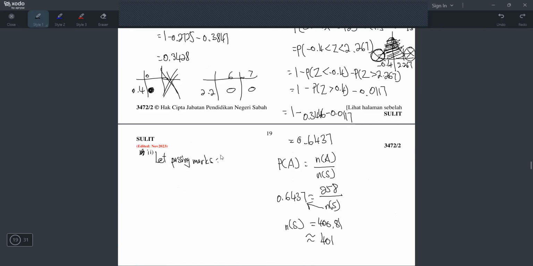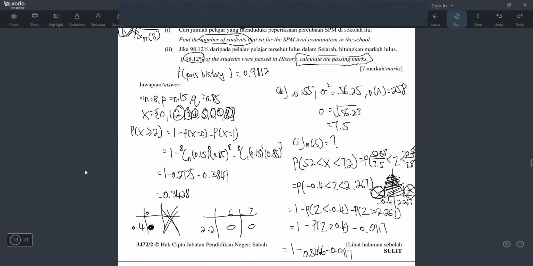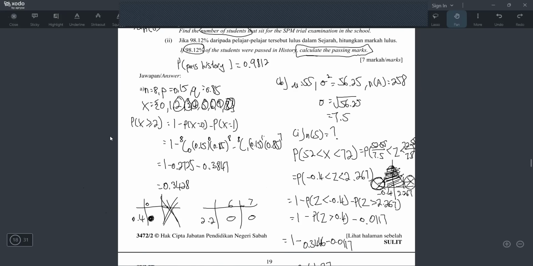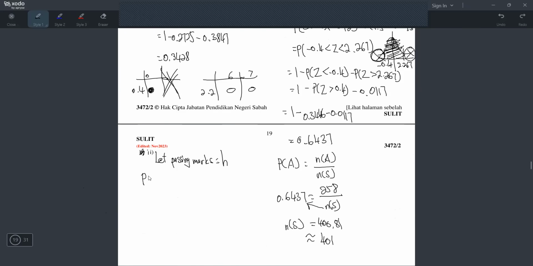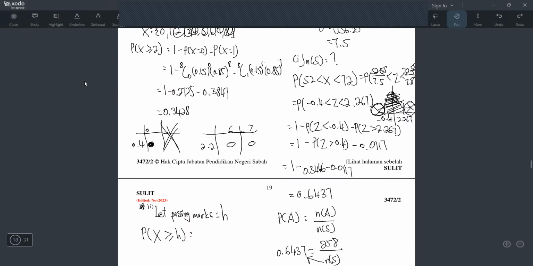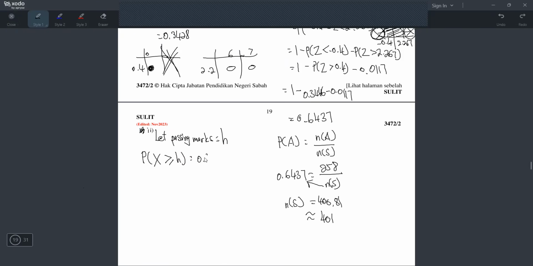H. Okay, it doesn't have to be H. It can be any alphabet you want. I just use H because it's history. So if the probability of past history is 0.9812, it means the probability of X bigger than or equal to H equals 0.9812. Do you understand what I mean?